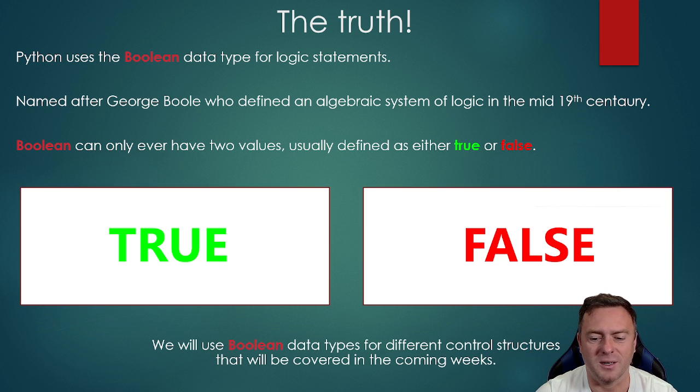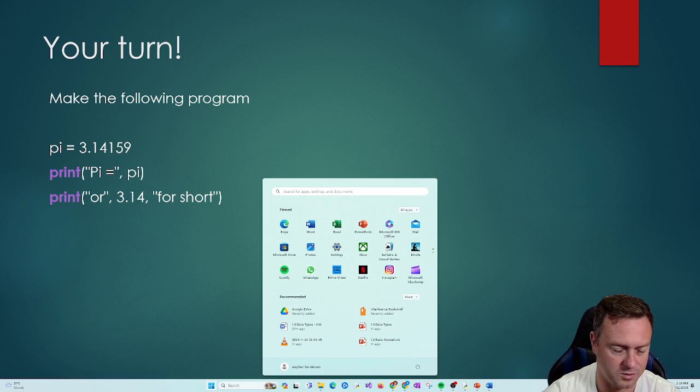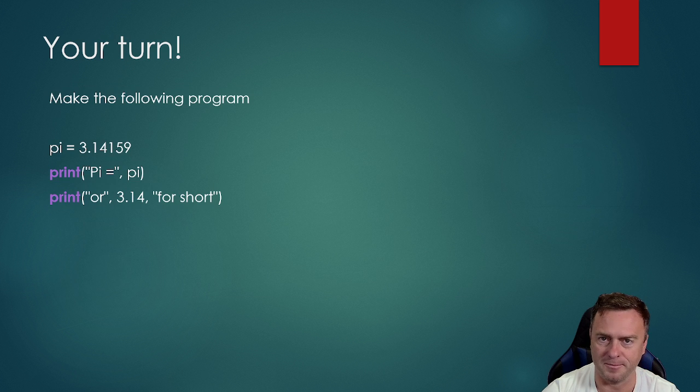We'll use Boolean data types for the different control structures, which will be coming up in the coming weeks. So whether or not you use if statements or loops, you basically use true and false to get that across the line. So your turn, have a go at that. Make the following program: pi is equal to 3.14159, print pi is equal to that, and then print pi or 3.14 at the end. So we'll just open up IDLE again.